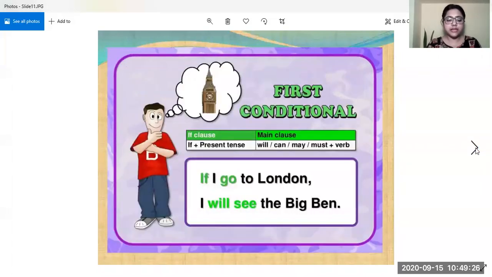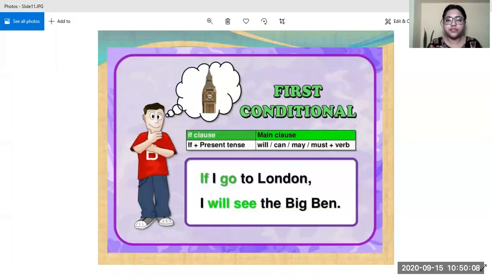Now the second type of sentence is the first conditional sentence. In the first conditional sentence, we have the if clause and then simple present. Again we have simple present here. And then in the main clause we have the modals like will, can, may, must. So these are the modals which are present in the main clause.